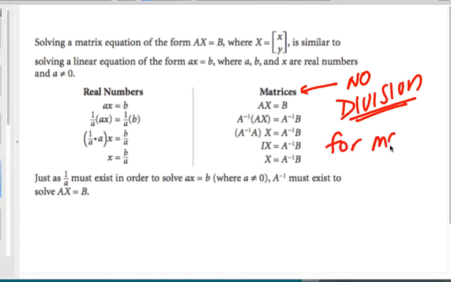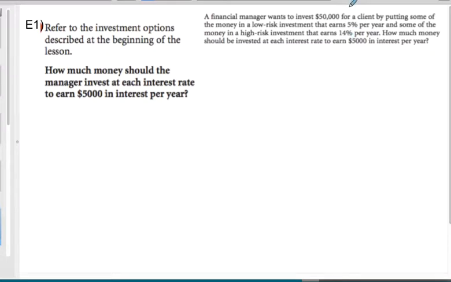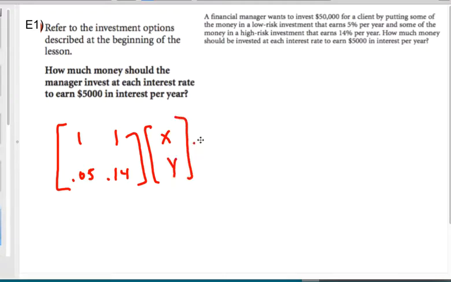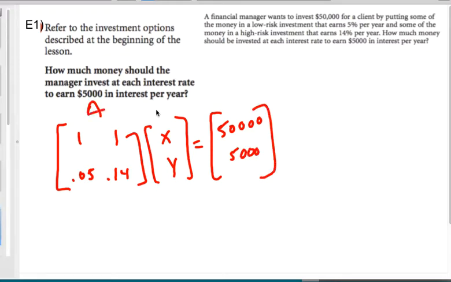So you can't divide by a matrix, so you have to multiply by the inverse matrix, which is what's happening here, okay? So let's go ahead and walk through this. If we put in our calculator, our A was 1, 1, 0.05, 0.14, our X and Y, and then we had a 50,000 and a 5,000. So this is going to be my A, this is my matrix X, and this is my matrix B.